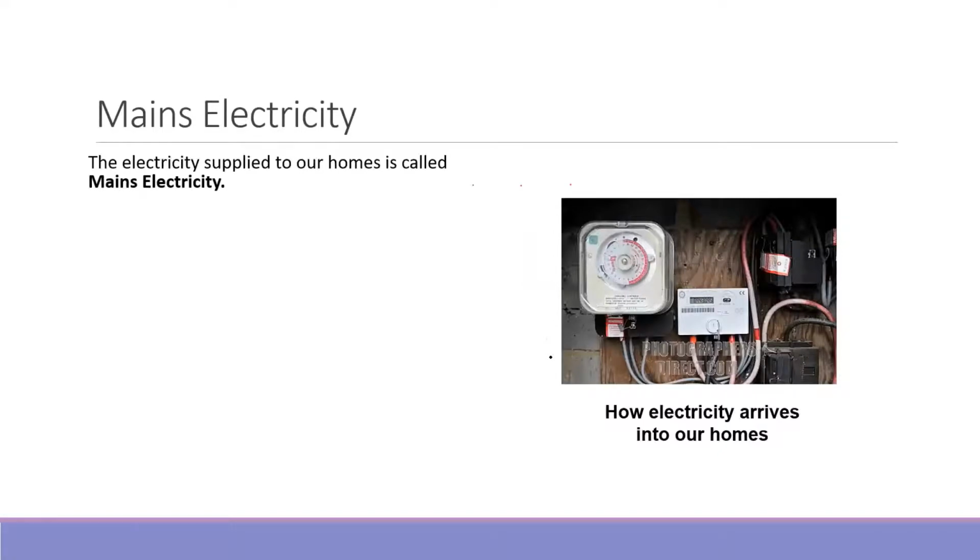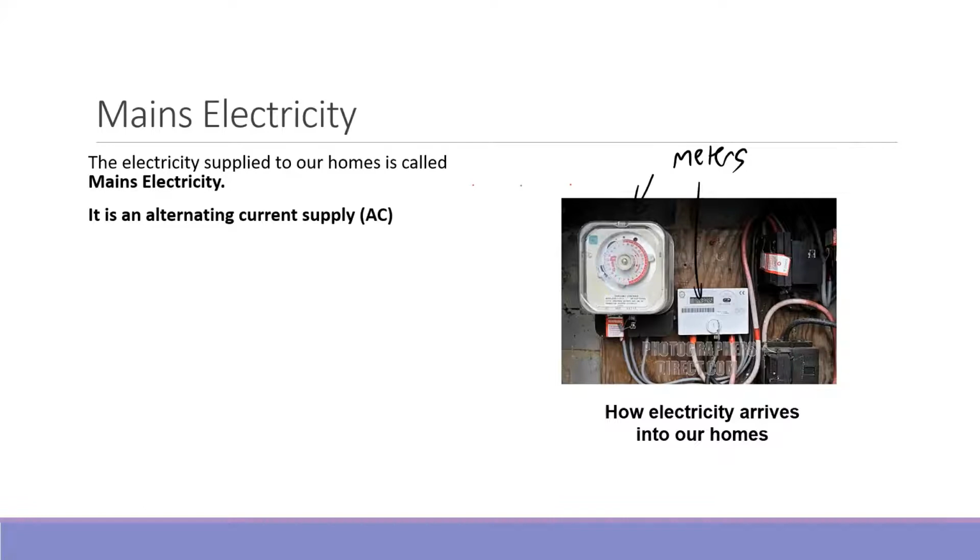Oh, I'm running out of time. Here we go. Mains electricity is supplied to a home. The electricity applied to our homes is called mains electricity. This is, by the way, an old meter, and this is a new meter. So you can see what the meters used to look like. This is a digital meter. And then these will go through into something else.